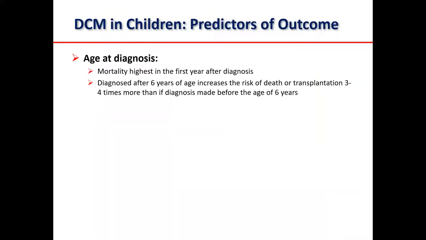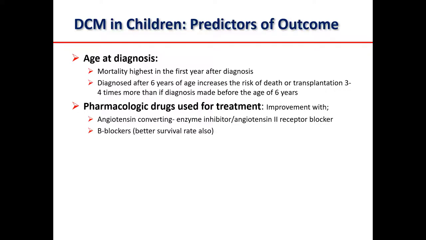Other predictors include age at diagnosis. As I said, mortality is highest in the first year after diagnosis. And those who are diagnosed after the age of 6 years are likely to have higher risk of death or transplantation, almost 3 to 4 times than if the diagnosis made before the age of 6 years. However, this has not been a consistent data in many studies. So age at diagnosis may not have much meaning, but generally it is believed that those who are diagnosed later may have worse prognosis than those who are diagnosed earlier.